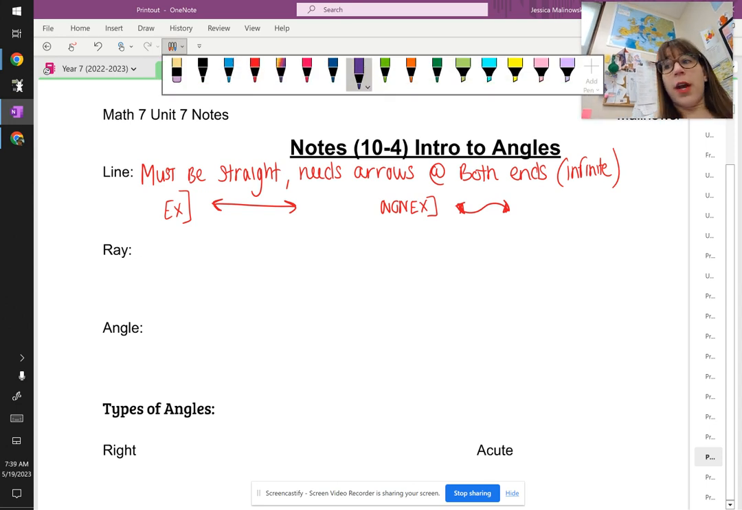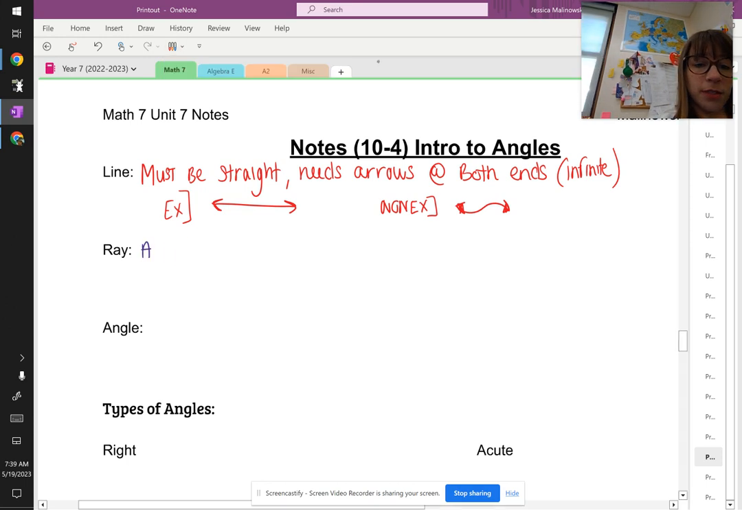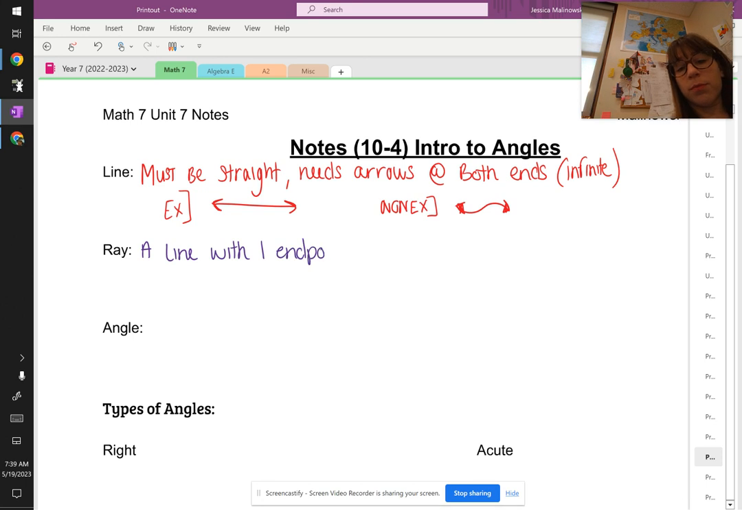Okay, up next, a ray. A ray is a line with one endpoint and one arrow. And an example of that is one endpoint, a line, and an arrow.